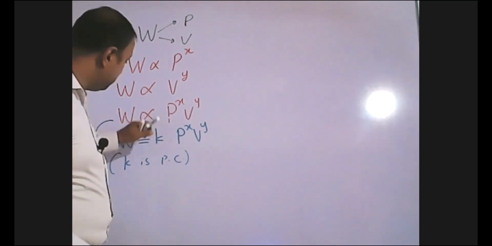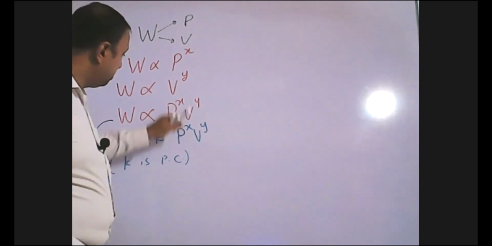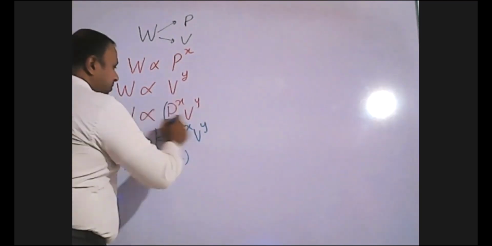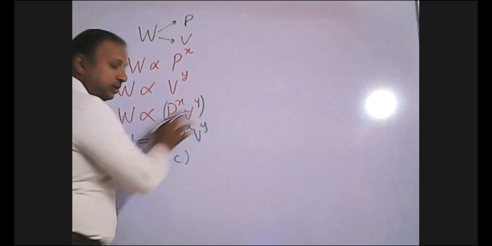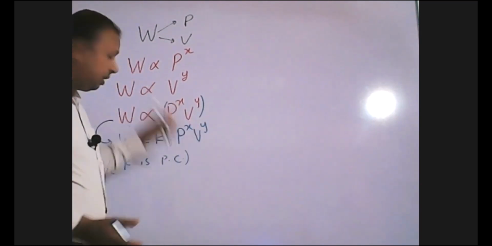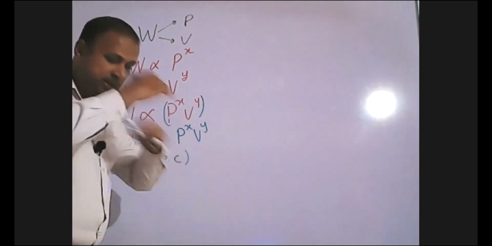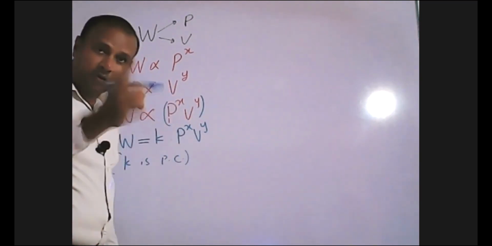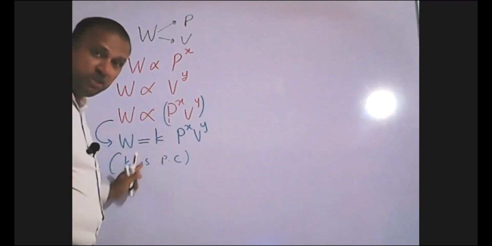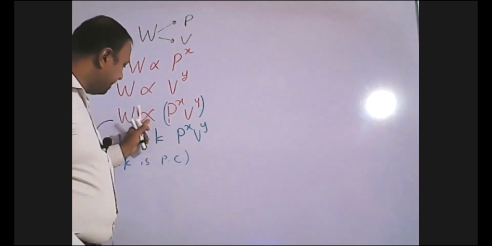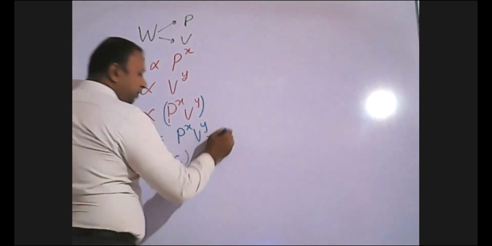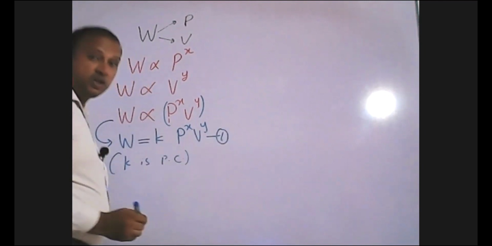According to my assumptions, W and this whole term, P to the power X into V to the power Y, are directly proportional. So, if those two terms are directly proportional, the ratio between them is a constant. Using this definition, I can convert this into an equation. So, this is my assumed equation.